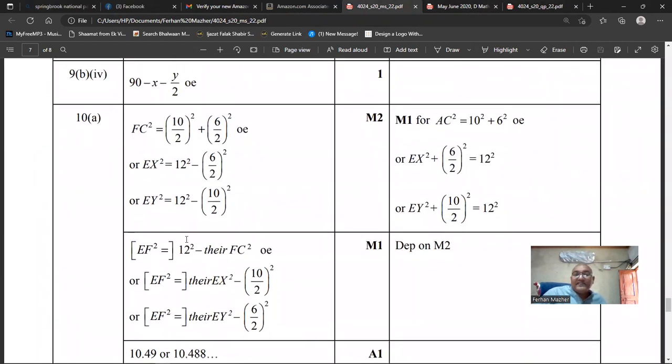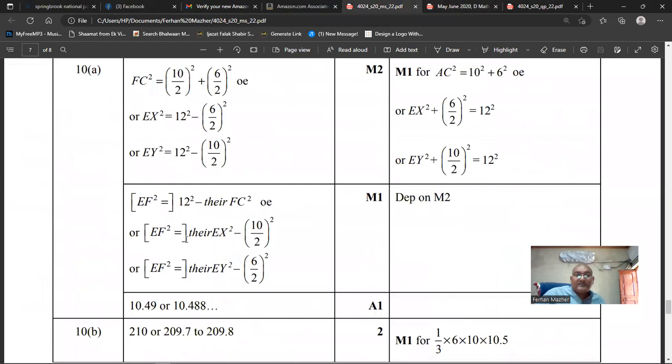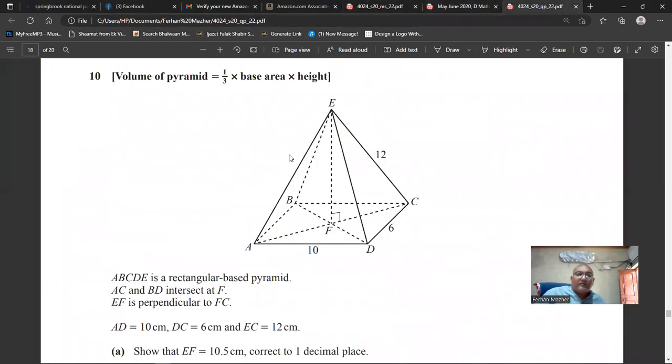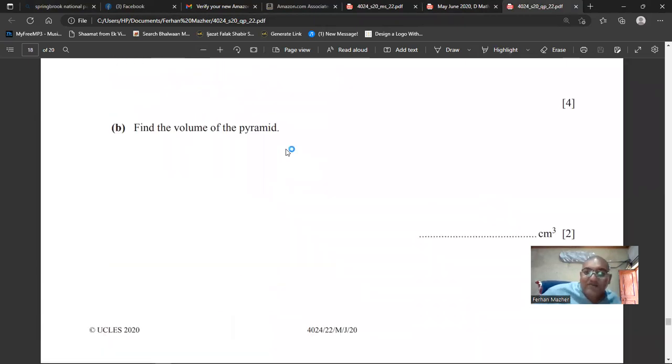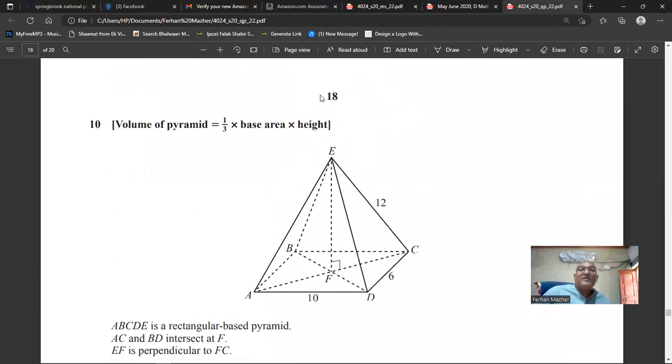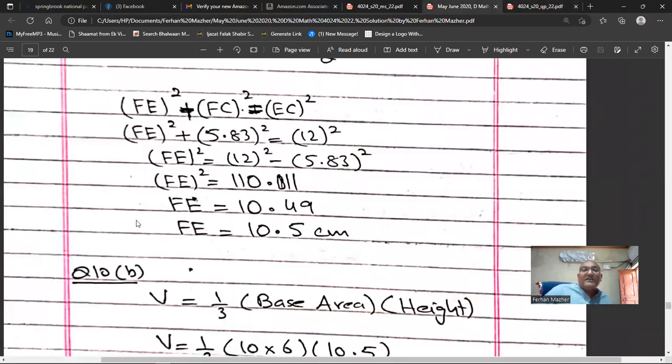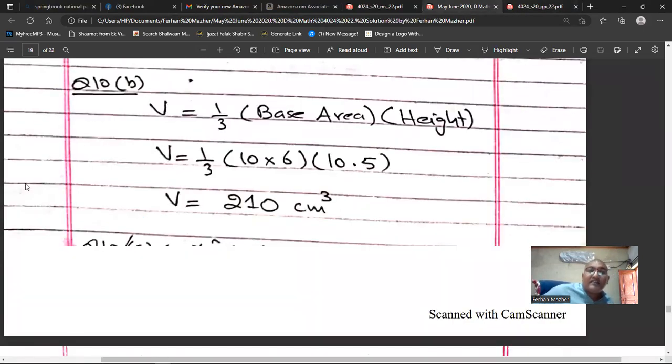So hopefully you can see this whole question. That was a 4-mark question. Then he says find the volume of the pyramid. Volume of the pyramid is very simple: 1/3 into base area into the height. So volume will be 1 by 3 into 10 multiplied 6 into 10.5. So that will be 210 centimeter cube. Easy peasy.